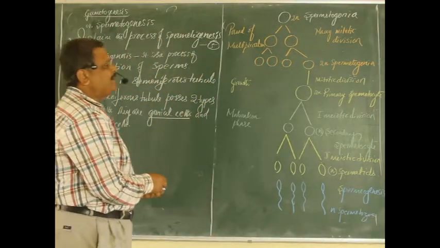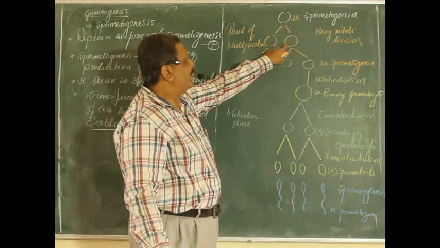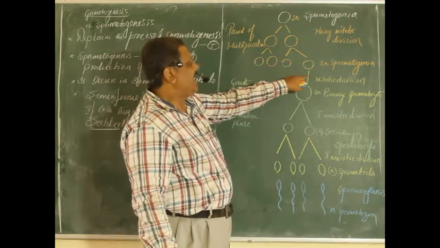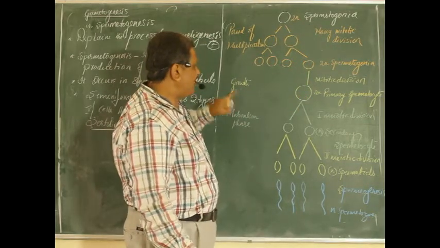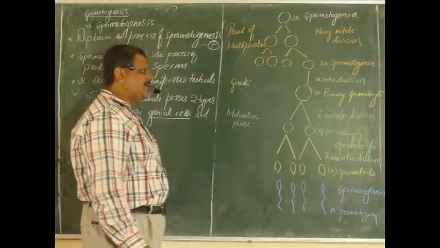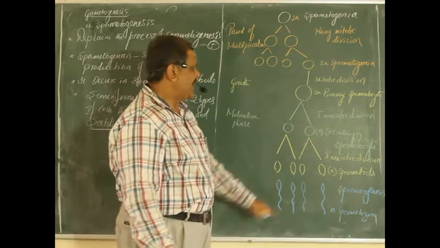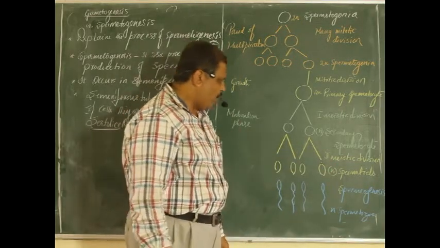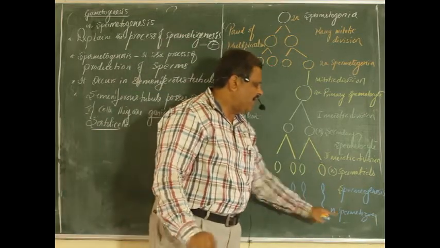spermatogenesis. So what happens? The spermatogonial cells, which are diploid, undergo many mitotic divisions to produce many spermatogonial cells, and they undergo once again mitotic division to produce primary spermatocyte in the growth phase. Then the primary spermatocyte will undergo first meiotic division to produce secondary spermatocytes which are haploid, and it undergoes second meiotic division to produce spermatids which are haploid. These spermatids undergo spermiogenesis to produce motile spermatozoa.